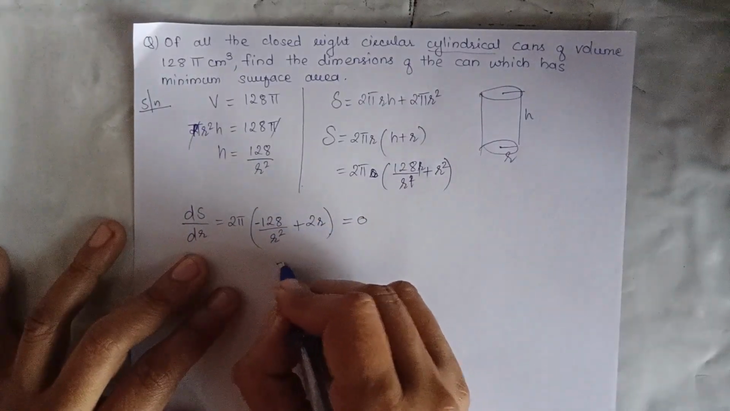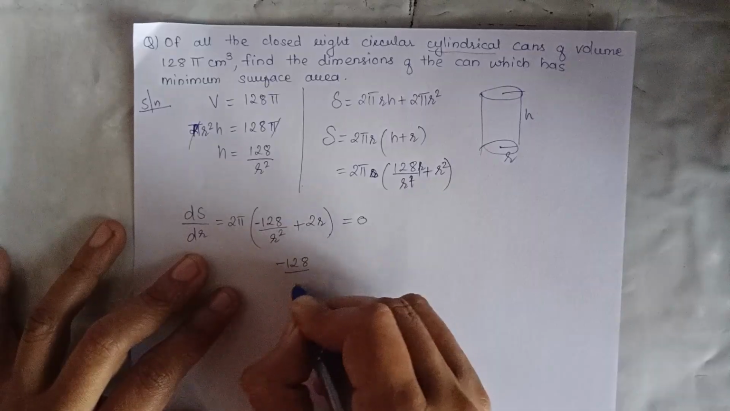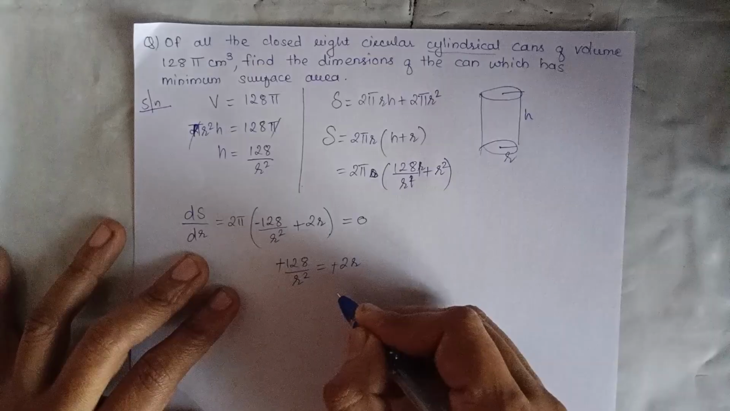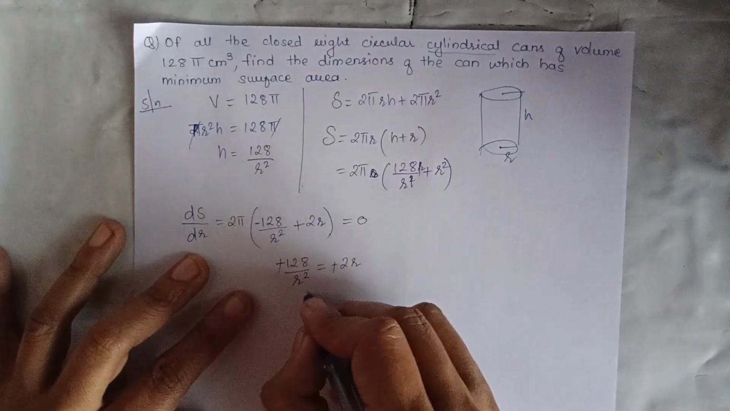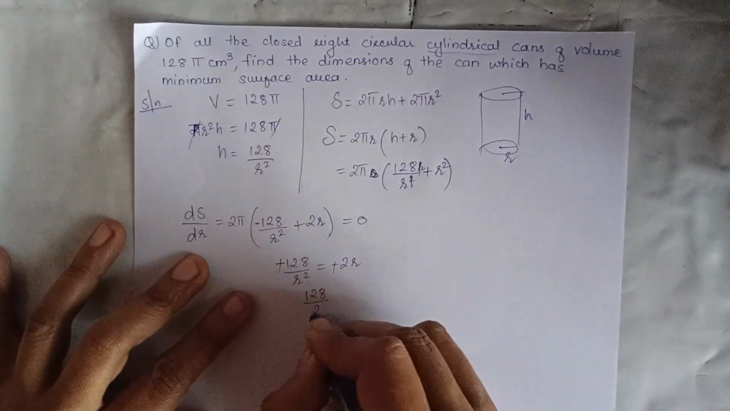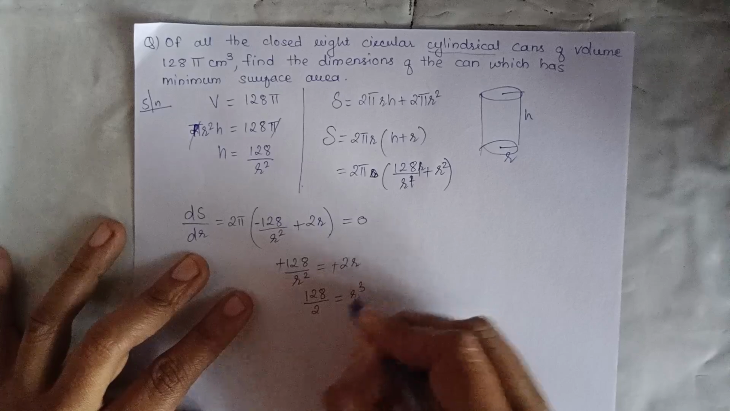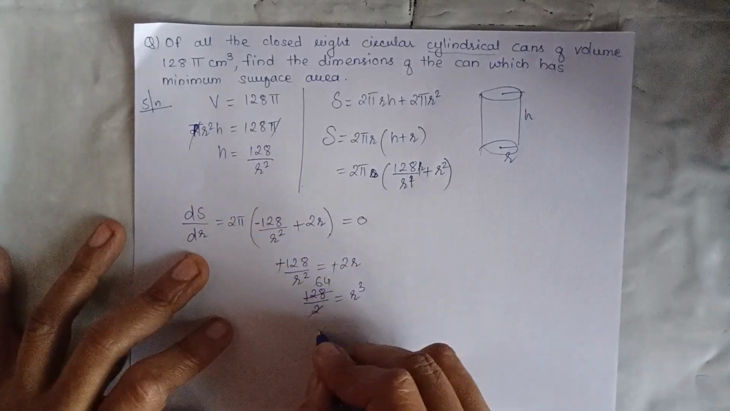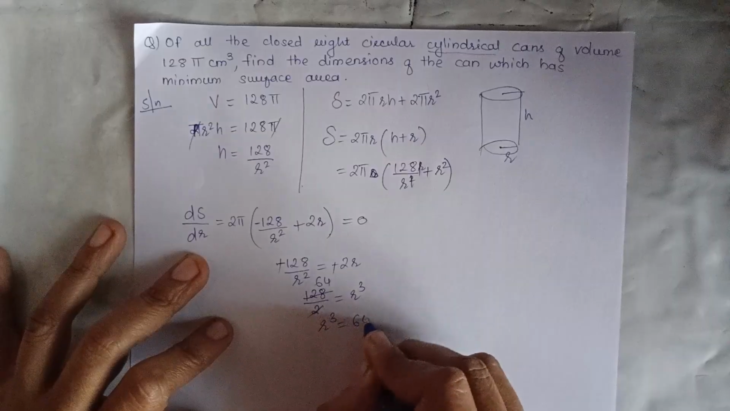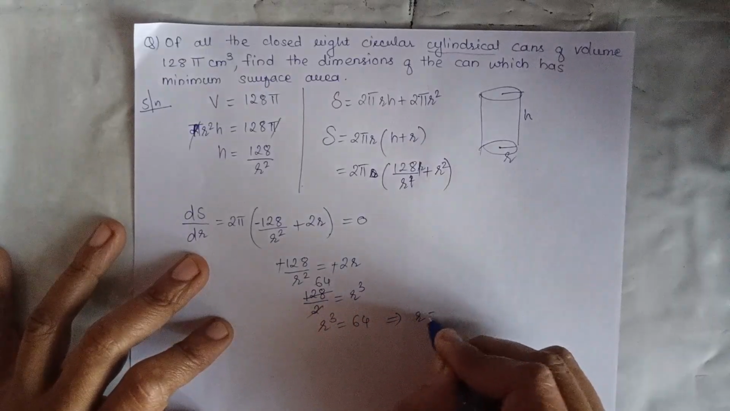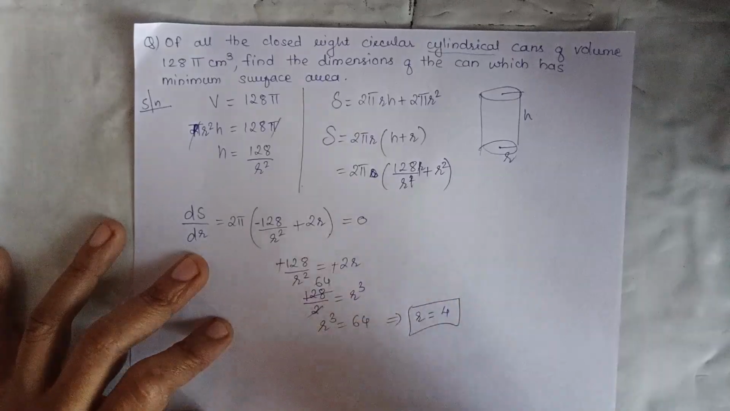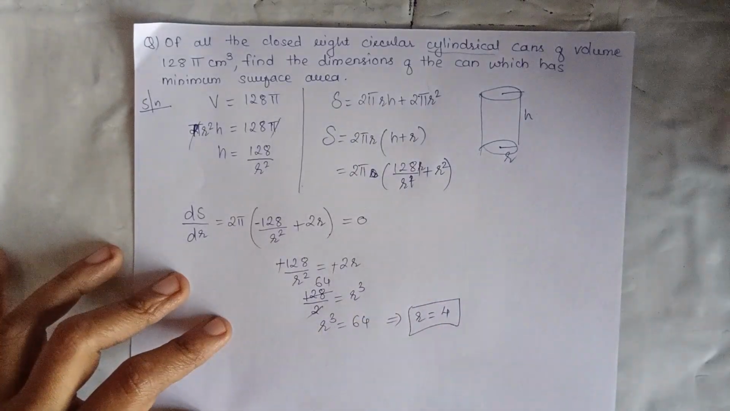So r cube is 64. So r is cube root of 64, that is 4. Okay, so we got the value of r.